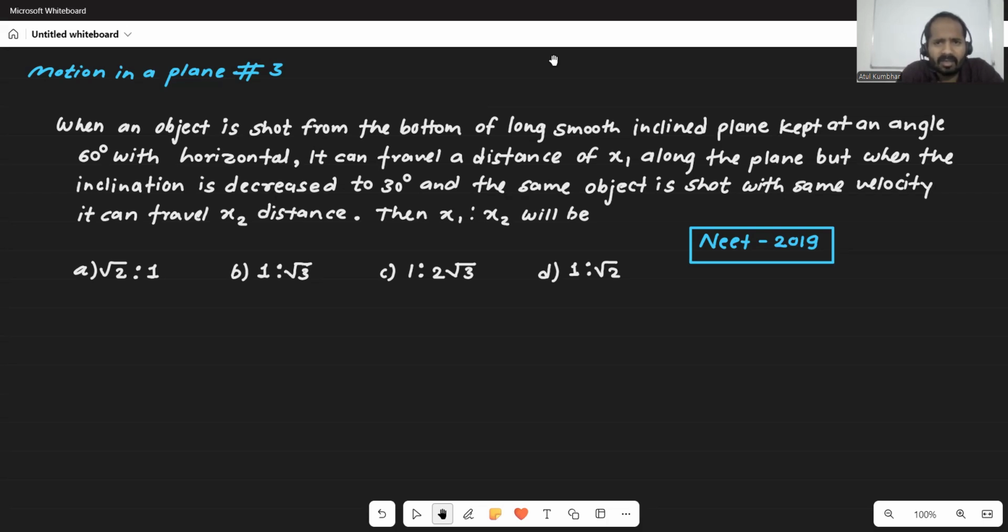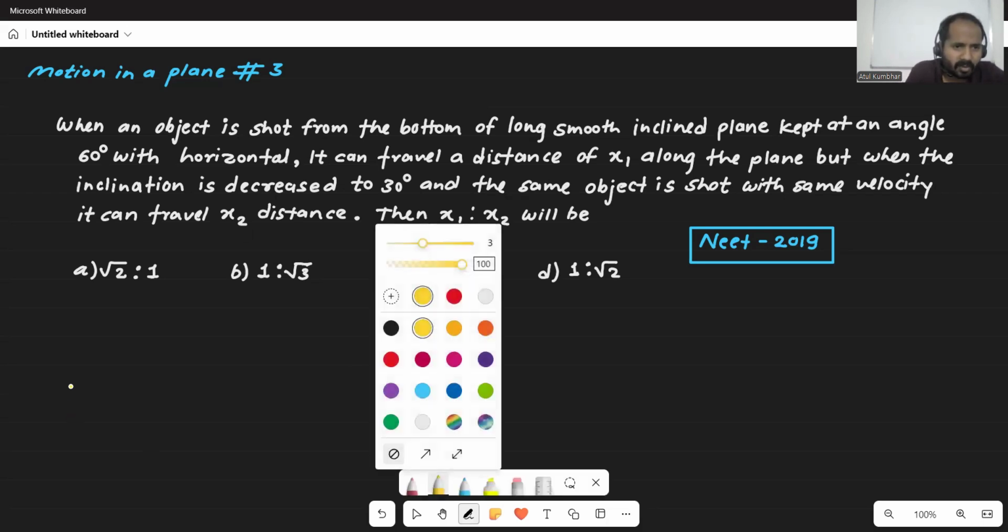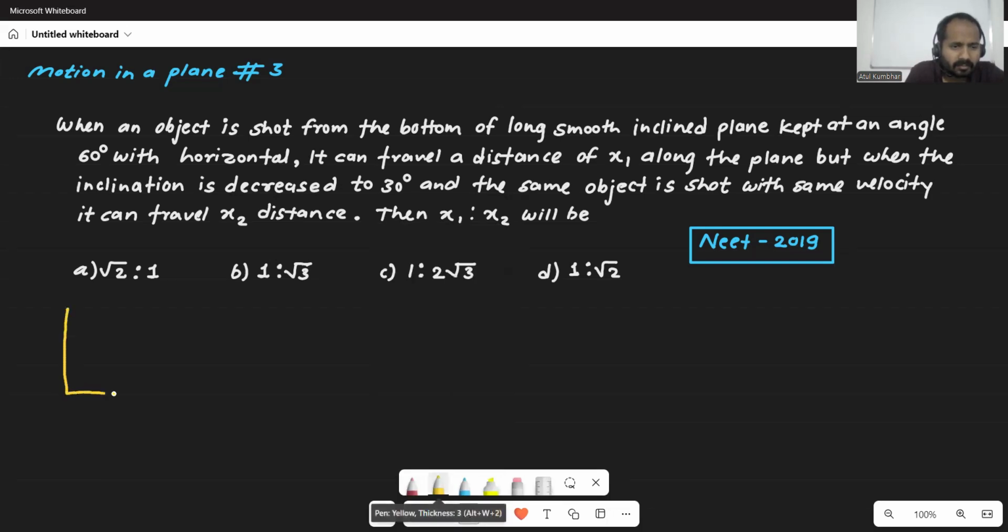So we need to find out the distance covered by that object while it is traveling over a plane which is placed at 60 degree, and the same way over another plane having inclination 30 degree. And we need to take the ratio of that distance. So let's understand. First of all, let's suppose we have two planes.